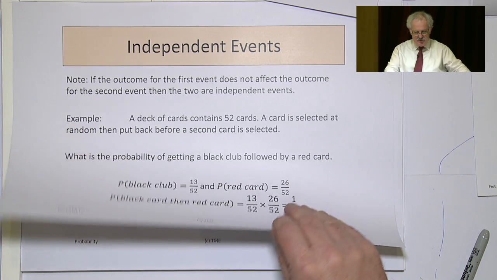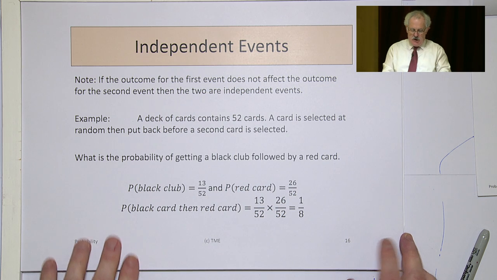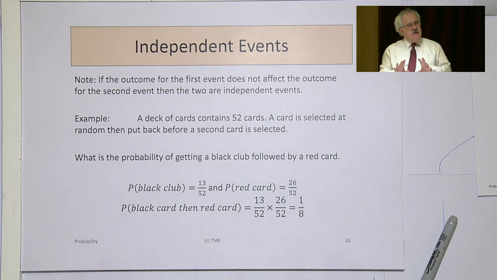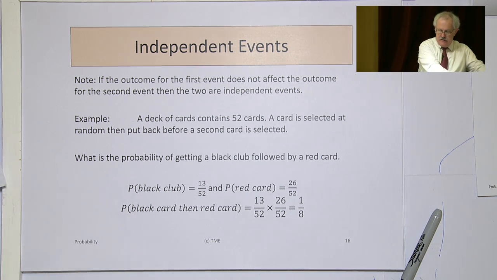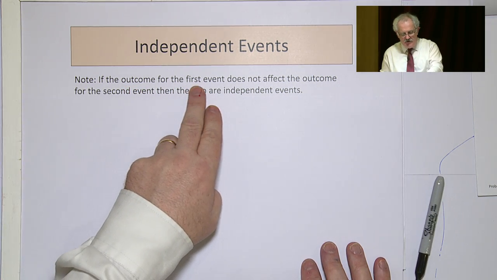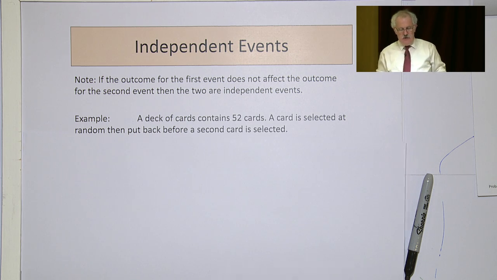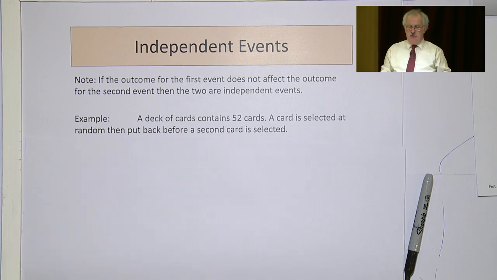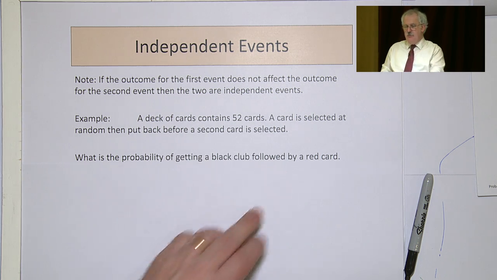So, independent events. What is an independent event? It is important in this part that we find out, is the event independent? Because if it's not, we have to figure out a different probability. An independent event is defined here: if the outcome for the first event does not affect the outcome for the second event, then the two are independent events. Example: a deck of cards contains 52 cards. A card is selected at random and then put back for a second card to be selected. What's the probability of getting a black club followed by a red card?